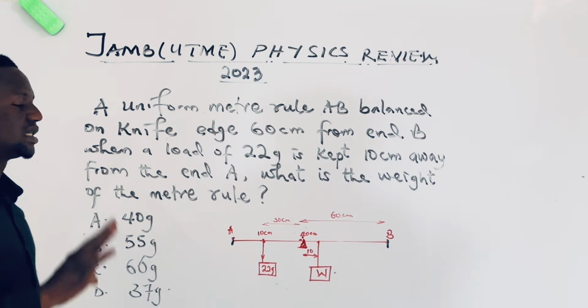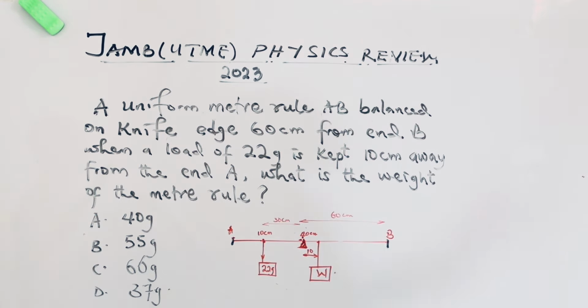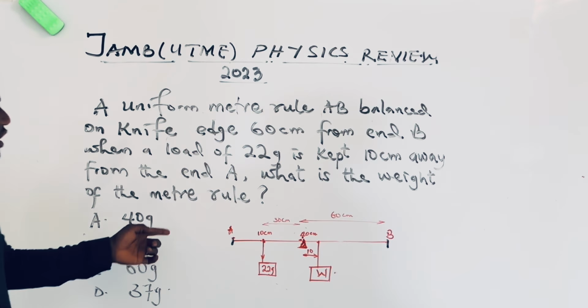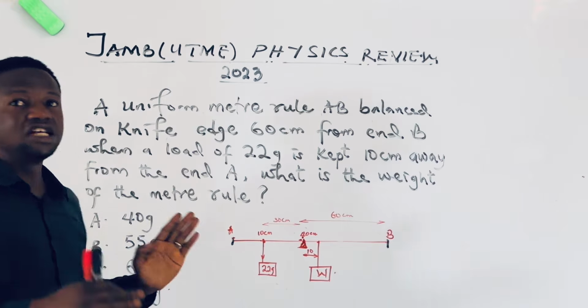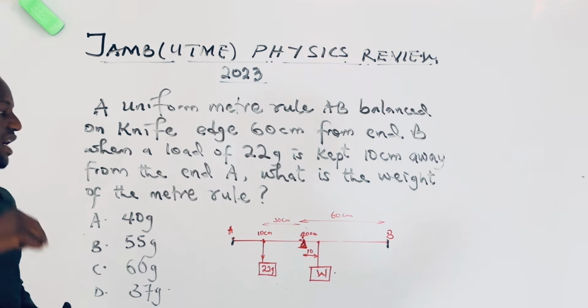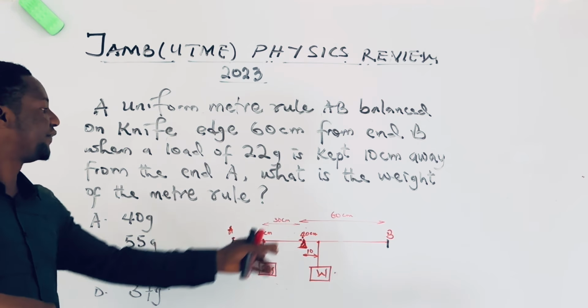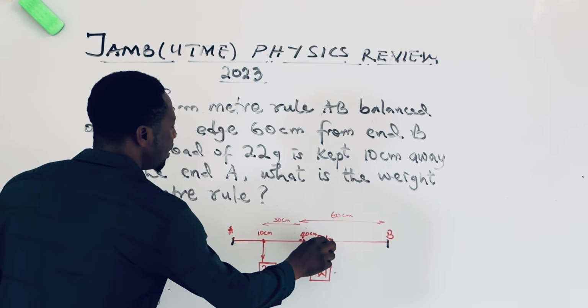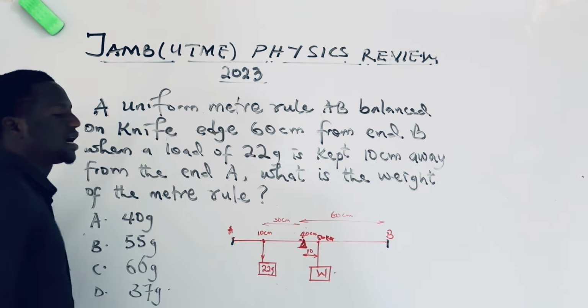Generally, the center of gravity or center of mass for a uniform body is at the middle. Now, if this rod AB is uniform, the weight should be acting at the center, that is at the 50 centimeter mark. So this is 50 cm. That is where the weight should be acting.